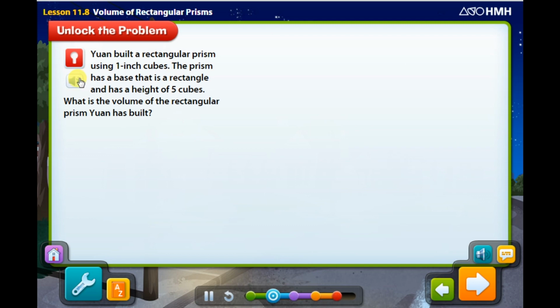Let's unlock the problem. So, do you remember how we used to calculate volume by counting how many cubic units are inside? In area, we count how many square units are inside the area, but in volume, we calculate how many cubic units are inside the 3D shape. So let's calculate how many cubic units are inside the volume.